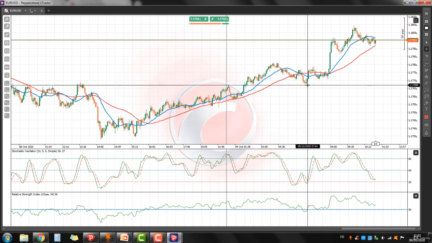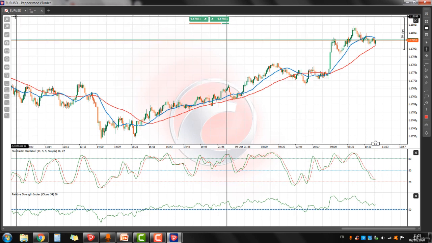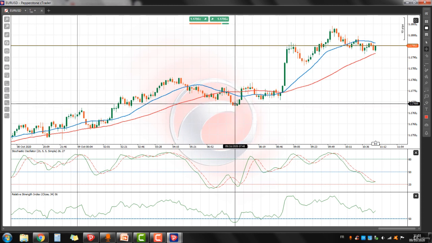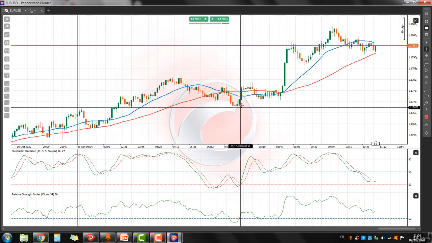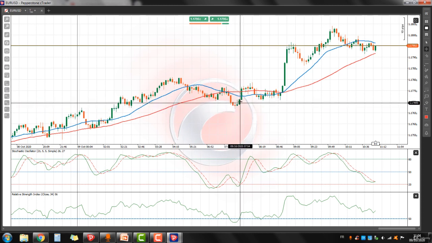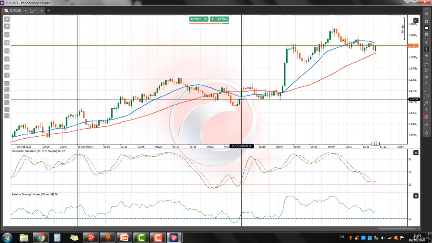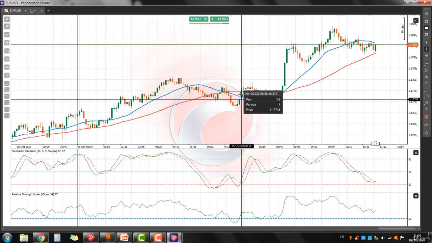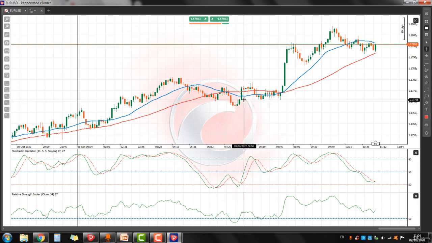But to do that, you need to confirm it with candlestick patterns. As we can see here, we have a doji, and here we have a bullish engulfing. So after the end of this candlestick, we can open a trade here and place our stop below this swing low and wait.